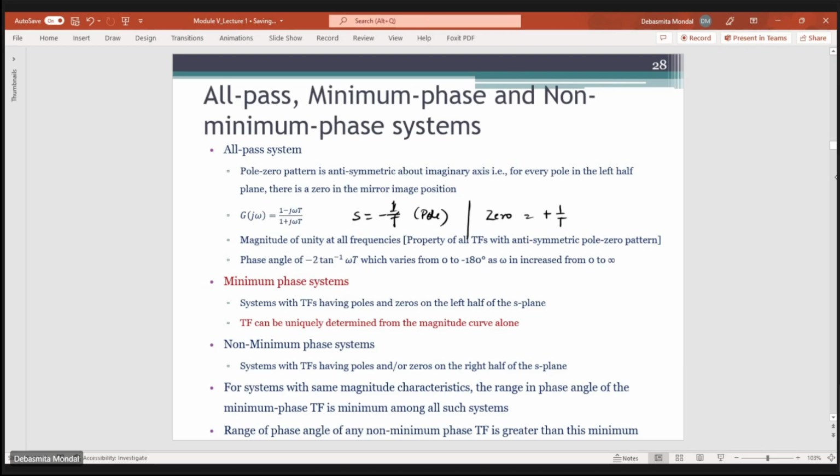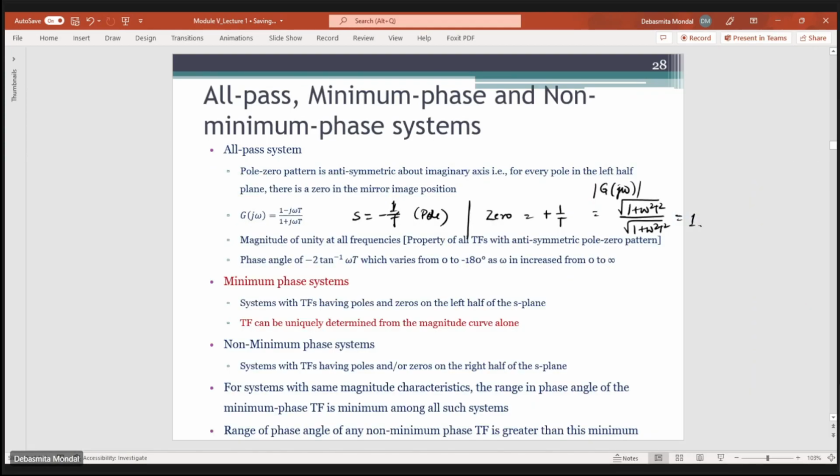The property of this all pass system is that the magnitude of G(jω) is always equal to 1. If you write the magnitude of G(jω), it is nothing but the square root of (1 + ω²T²) divided by the square root of (1 + ω²T²). So irrespective of the value of ω and T, this is always equal to 1. This is a property of an all pass system, and the phase angle is equal to −2 tan⁻¹(ωT). The phase angle ranges from 0 to −180 degrees as the value of ω is increased from 0 to infinity. Okay, so this is an all pass system.